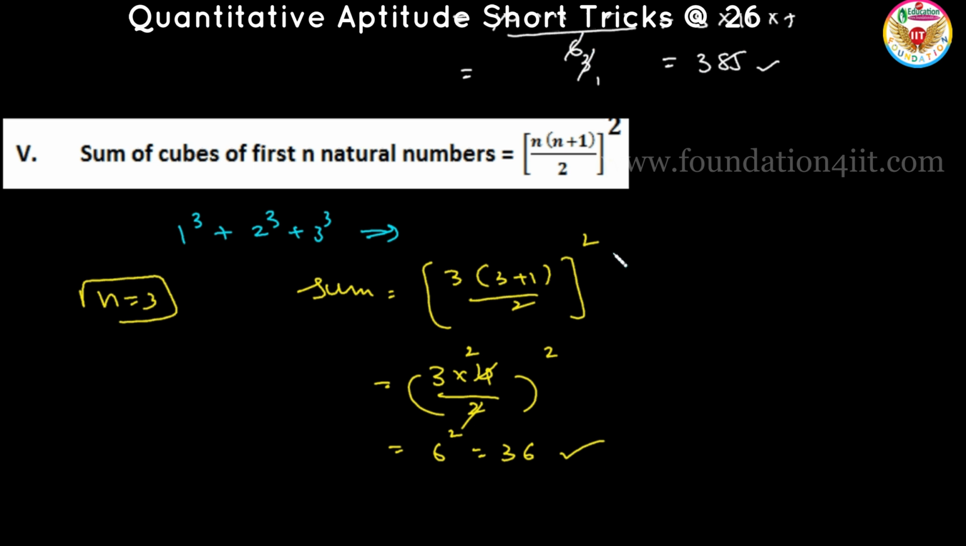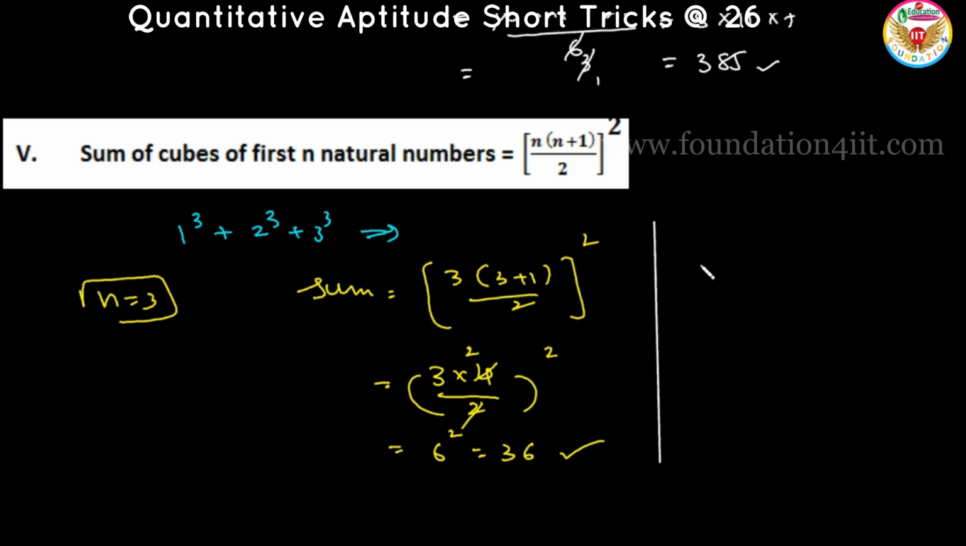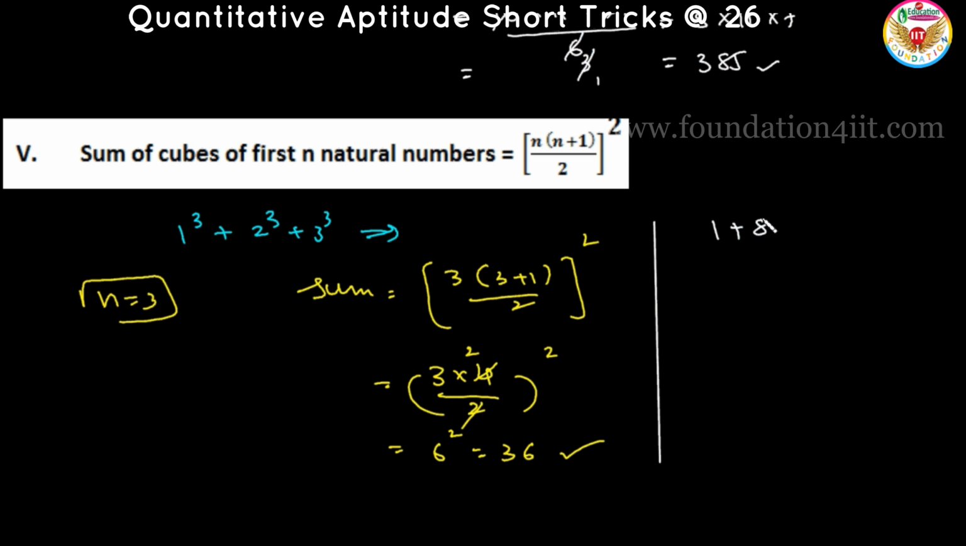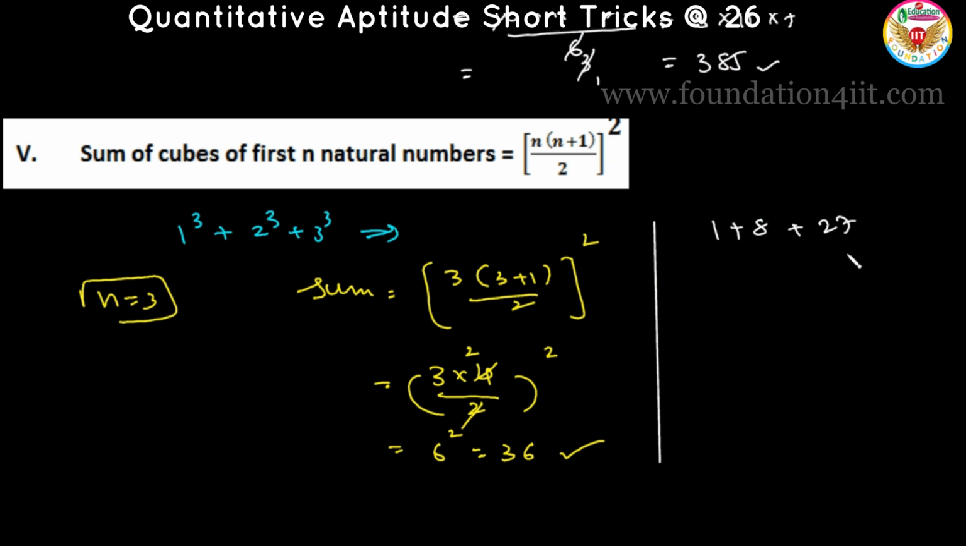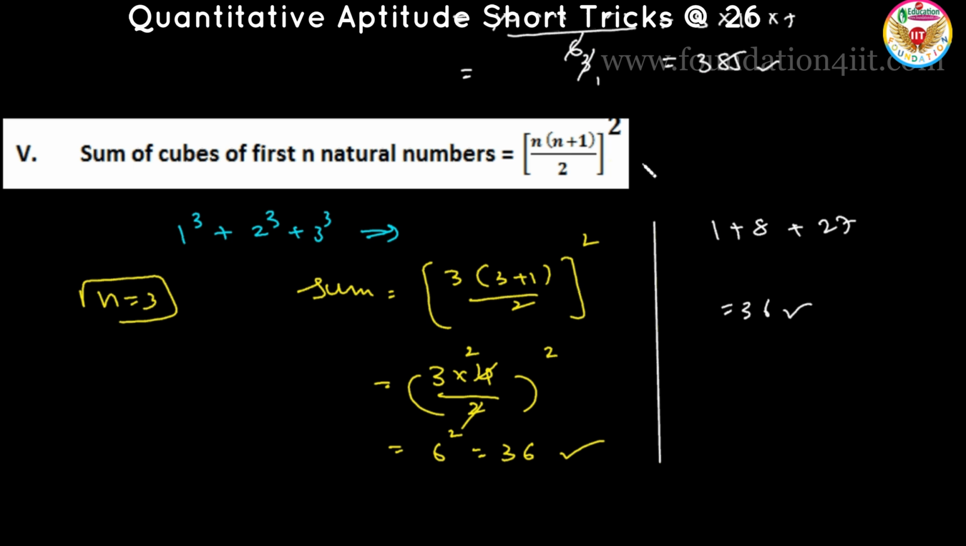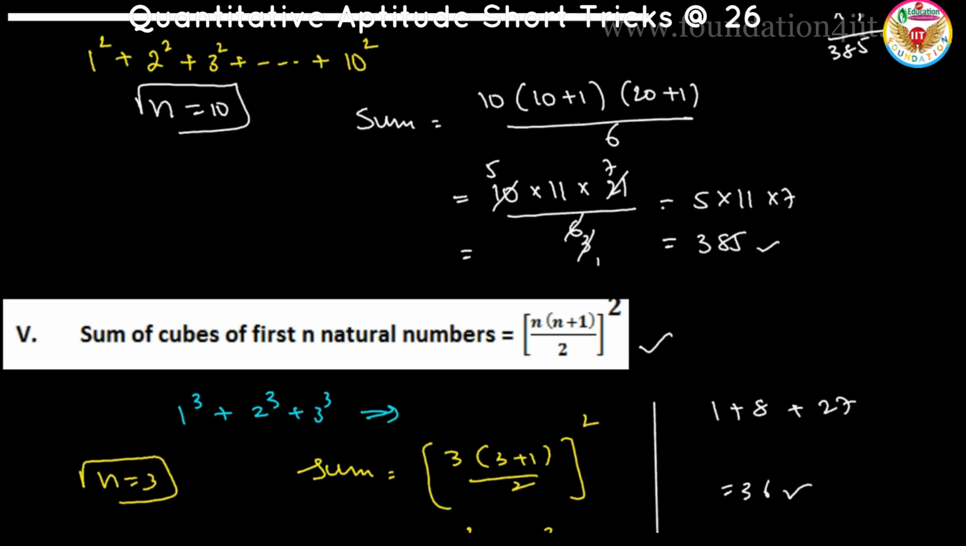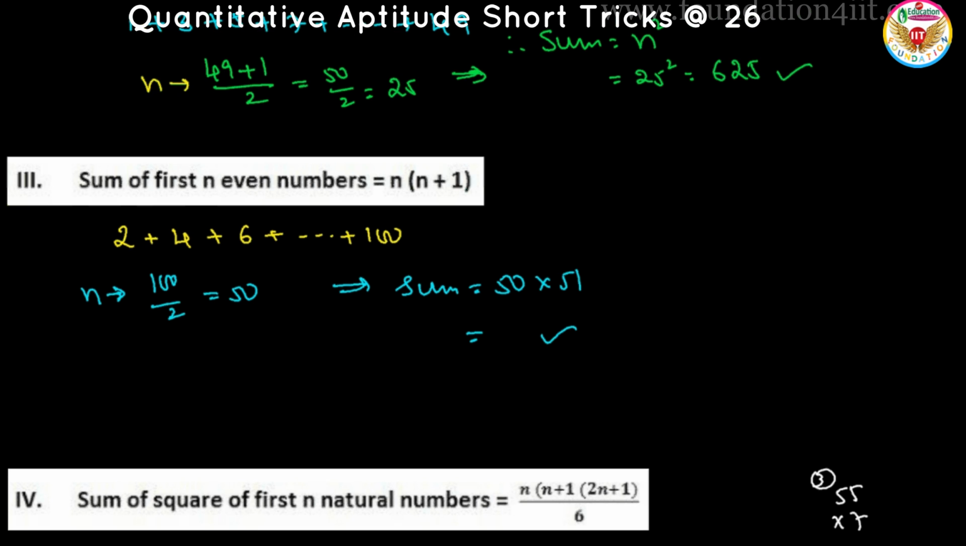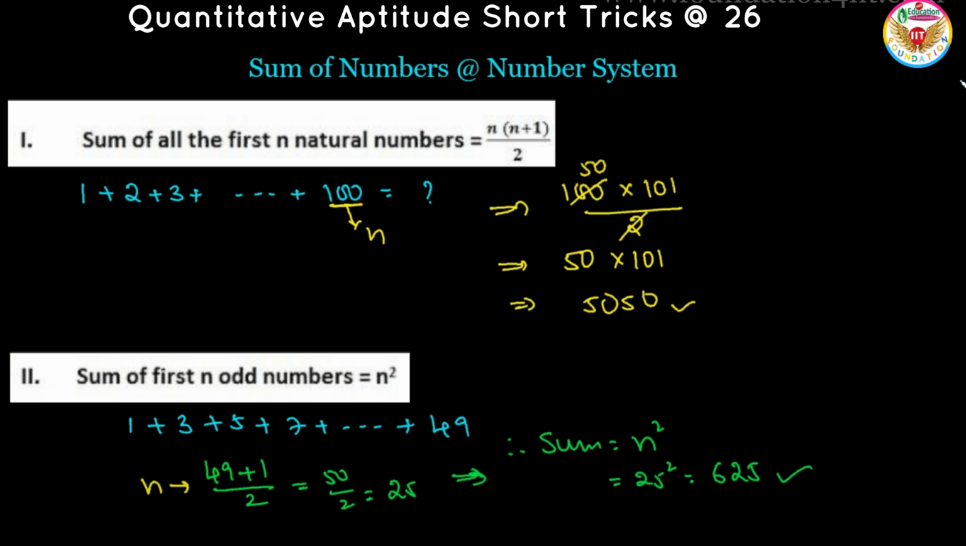You can do verification also for this example. 1 cube is 1, 2 cube is 8, 3 cube is 27. 1 plus 8 plus 27 is 36, obviously. So these are the basic formulas you're supposed to remember: sum of the squares, sum of the cubes, sum of the even numbers, odd numbers, and sum of the natural numbers.